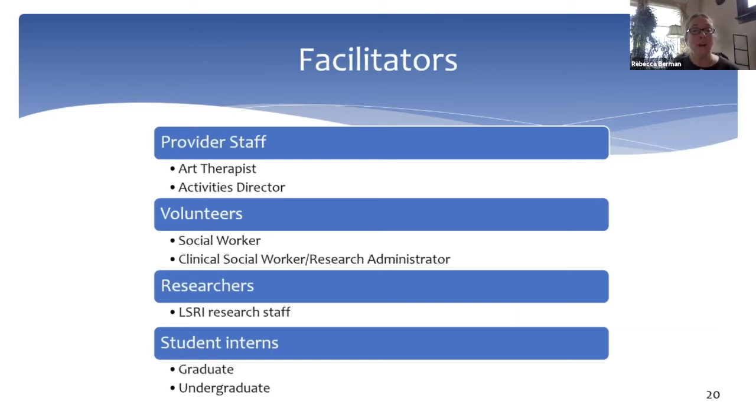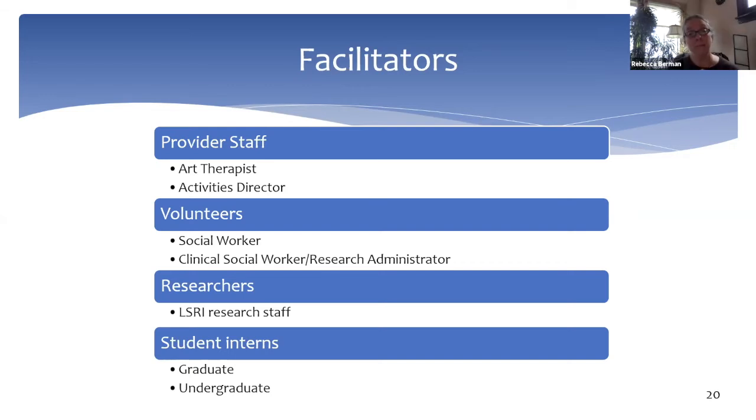Thank you. So what kinds of facilitators did we have? We had facilitators who were provider staff. You'll hear from an activities director shortly. That will be Janna. We had facilitators who were volunteers. We tended to get people who had a background in social work, and that was an interesting pattern that we've had. And we, as researchers, sometimes also facilitated our staff, and I think also some of our academic partners have co-facilitated. And we've had student interns at both the graduate and undergraduate level.